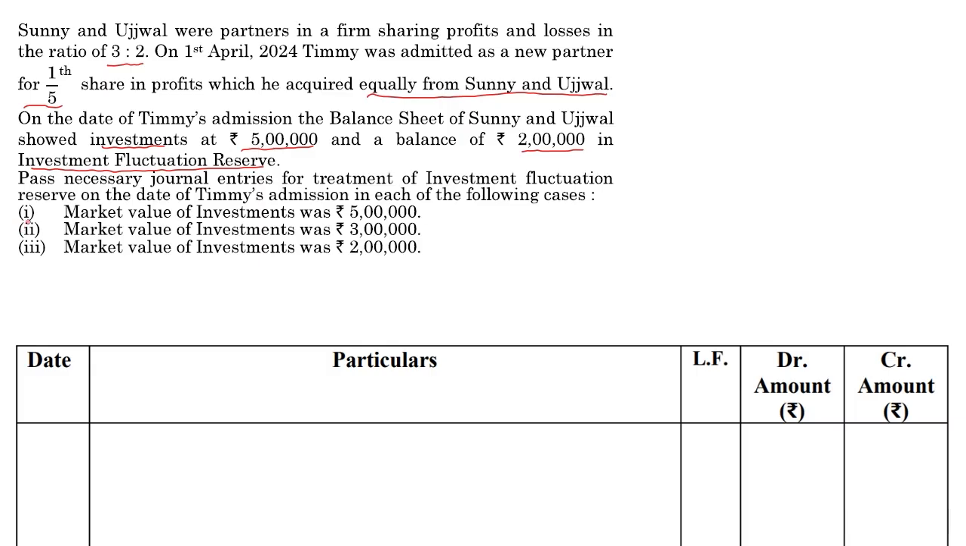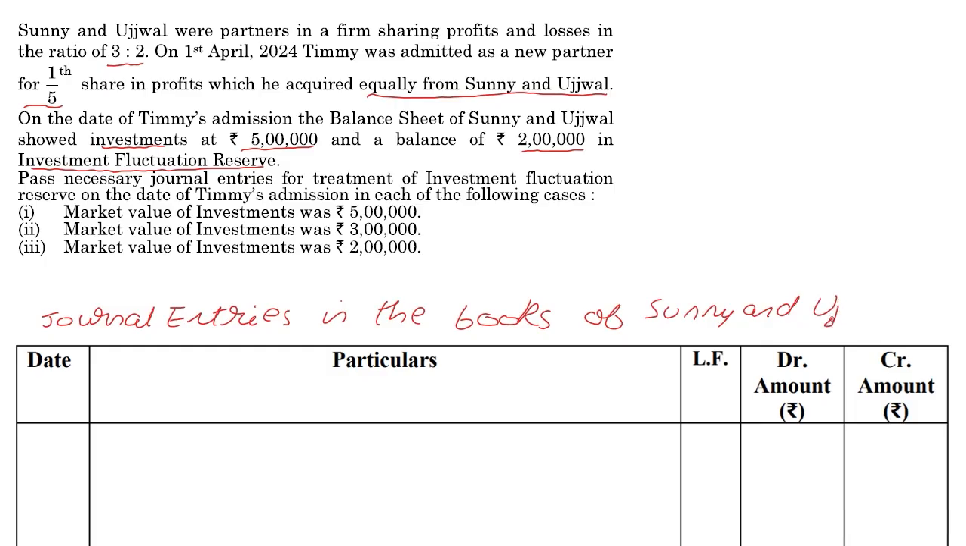Now, before we do anything, we should say journal entries in the books of Sunny and Ujjwal. Okay, and we don't have to worry about the new partner coming in. All we have to do is match this 5 lakhs, okay, and this. If they are the same, then this 2 lakhs can be distributed in the old profit sharing ratio.